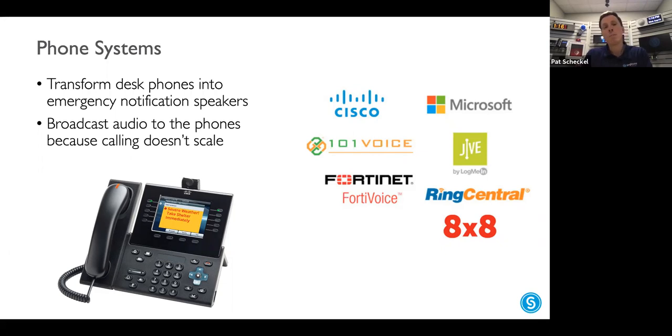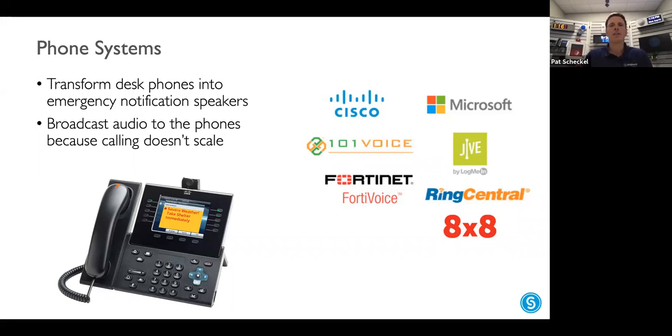What we do is we broadcast to the phones, to many different types of IP phones. And the reason this matters is because without calling the phone, we can broadcast audio to it across your network. And that gives us a couple of advantages. One, no one has to answer the phone. It just starts playing audio out the speaker of the phone. And so every phone is turned into an emergency notification speaker.